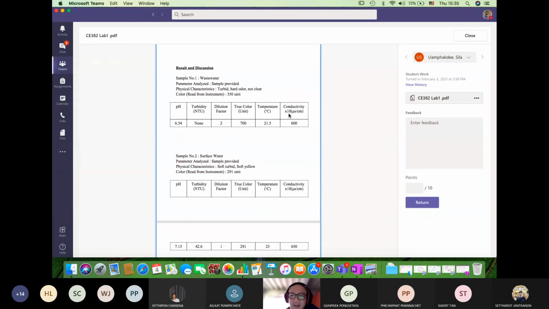Conductivity again: this is multiplied by 10. I suppose this is 10 times the actual value, so the actual value you get is 60, or you get 600. So sometimes you should present the raw data. You put the raw data somewhere. You can combine the table. I'm talking about this lab, not other labs.